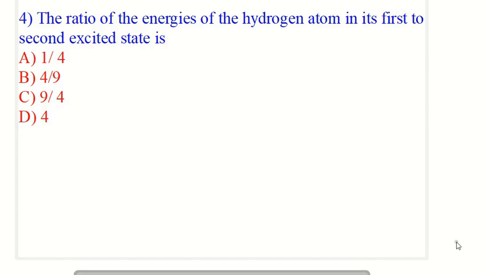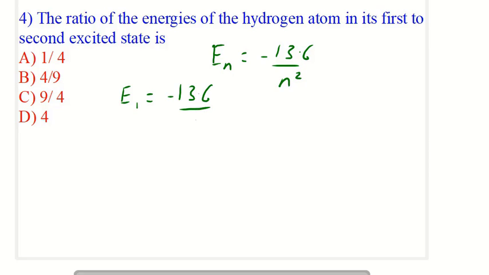The ratio of the energies of the hydrogen atom in its first to second excited state is, we want to find the ratio of E1 upon E2. We have this expression: En is equal to minus 13.6 upon n square. So for E1, we have minus 13.6 upon 1 square, which is 1 itself. And for E2, it is minus 13.6 upon 2 square, which is 4.